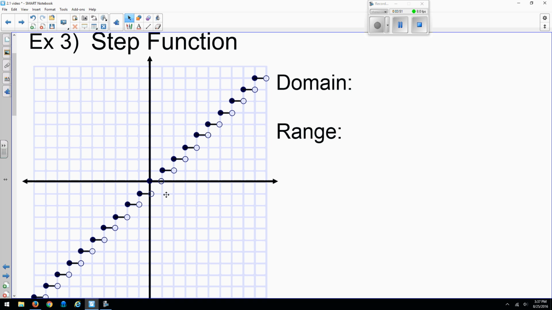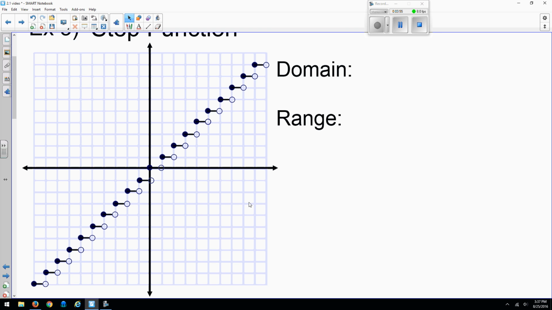And of course, Kenna's going to help me figure out what the domain is. Kenna, looking at this graph, what do you think the domain is? I think the domain is all real numbers. You would be correct. Nice job, Kenna. You really remember domain and range well.